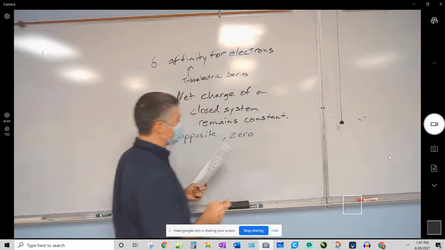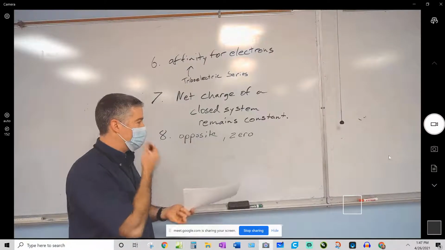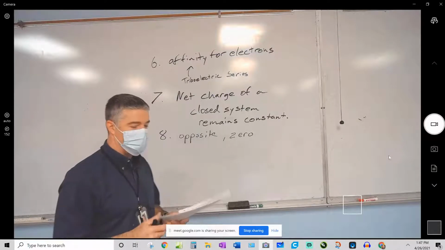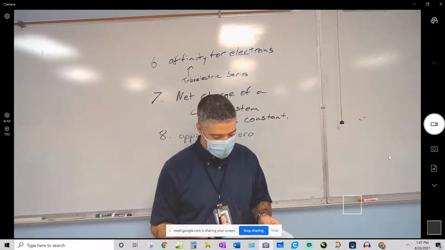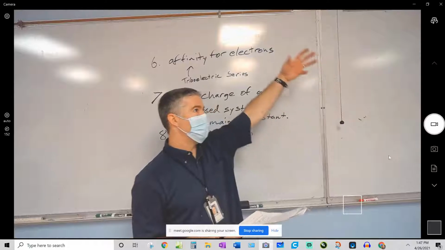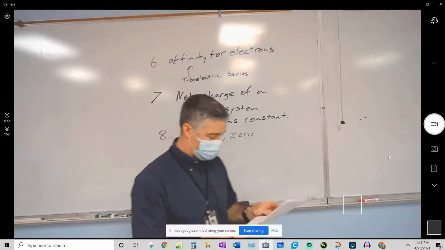So because of the law of conservation of charge, you can't just create a positively charged particle without also creating a negatively charged particle in a closed system. You could bring in from outside the system some other charges, but then it wouldn't be a closed system.